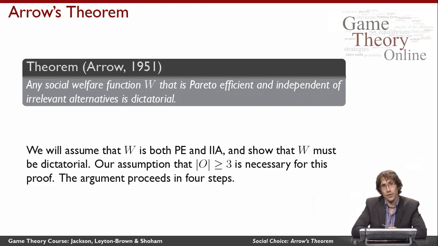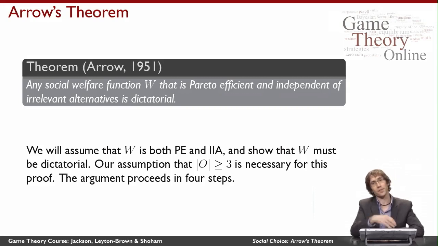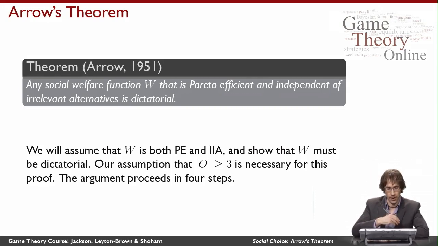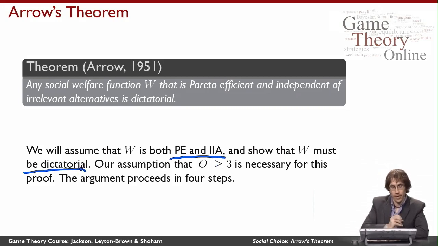The way the proof works is as follows. For the rest of this video, I'm going to give you the proof of this theorem, which I think is a really beautiful proof, because we're able to say something about a space of very complicated functions, from sets of orderings into orderings, without knowing really what function we're talking about. We want to assume simply that our function is PE and IIA, Pareto efficient and independent of irrelevant alternatives, and we'll see that that assumption is enough to show that it must be dictatorial.